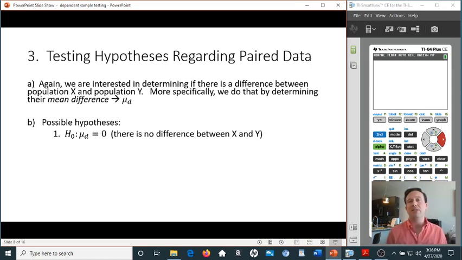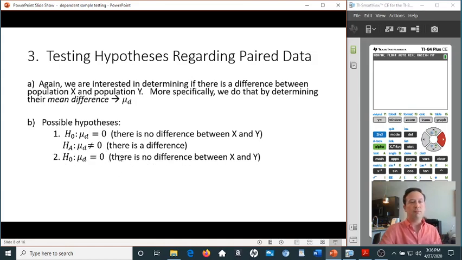So the null hypothesis, remember, always has an equal sign. So we would say that mu D equals 0, and in plain old English, that simply means that there's no difference between X and Y, right? The mean difference is 0, 0 difference. And then the alternative, one possibility is having the not equal to symbol, and that's just the opposite of this, that there is a difference, that the difference is not 0. All right, number 2, that null hypothesis is always the same.